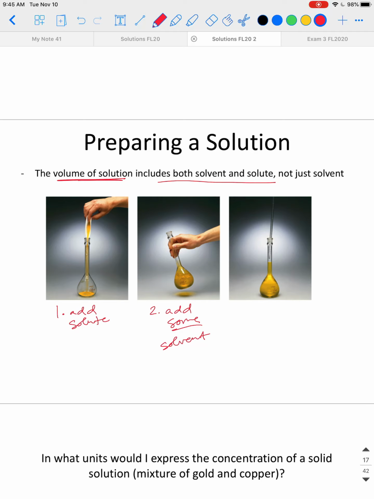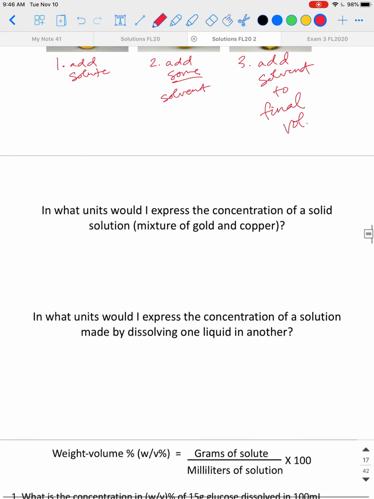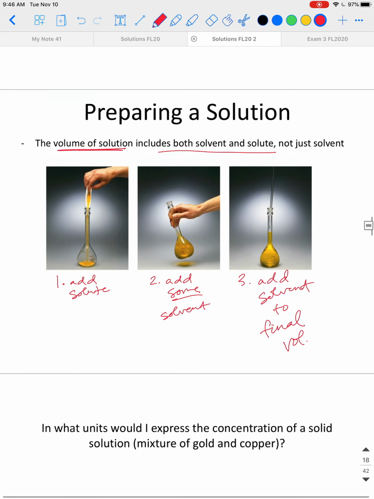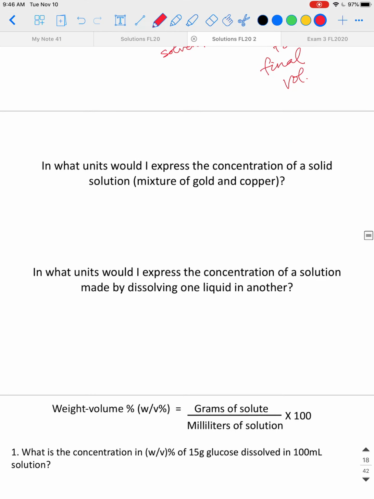That's why you add some solvent, and dissolve or mix your solute in, which is what they're doing in the second picture. Then step three, add solvent to final volume. You add the rest of your solvent until you get the exact final volume that you want, so that your concentration is exact. By the way, if I ask you how to prepare a solution, I would want you to walk me through these steps.